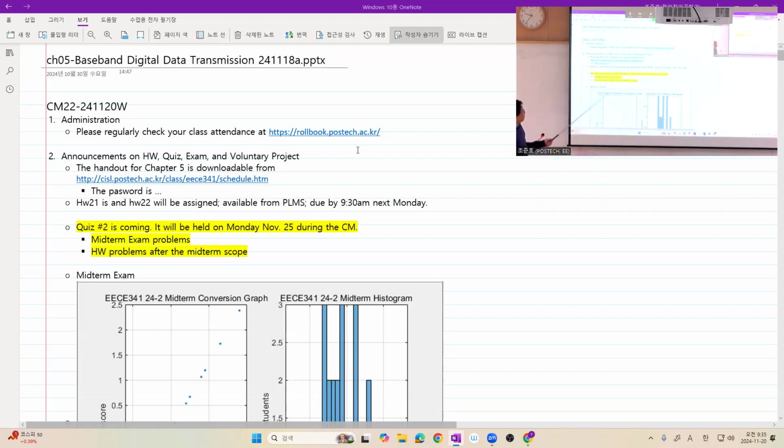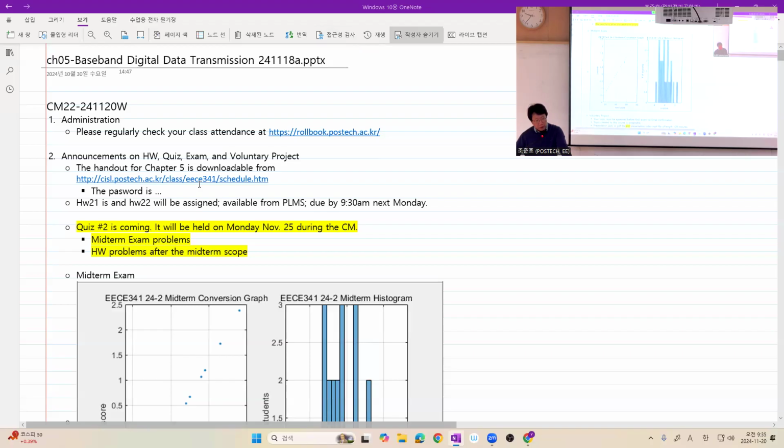And also, we are going to recycle the homework problems after the midterm exam. So the homeworks which were not in the midterm scope will appear.